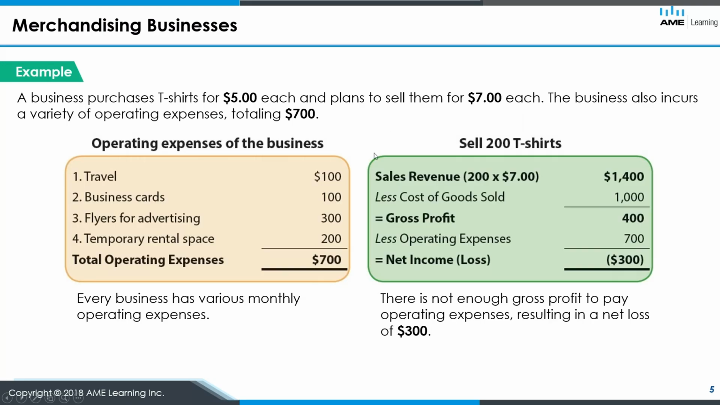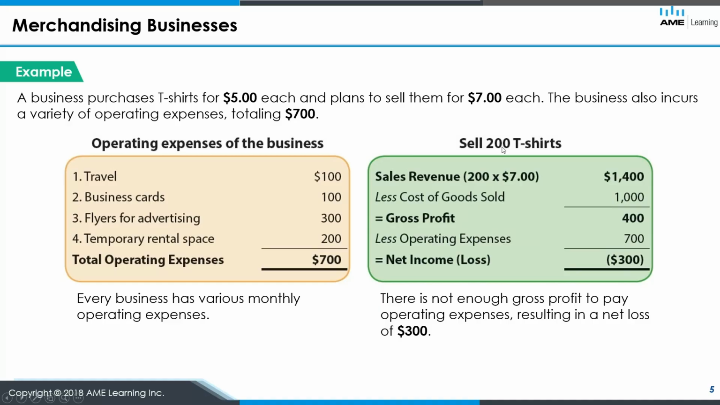So I guess I could have clicked through. Here's an example. So as you can see, they're talking in their example about a business purchasing t-shirts for $5, selling them for $7, and then we also have various operating expenses totaling $700. So these are the kind of expenses we've talked about throughout the whole course so far: travel expense, business cards expense, flyers, etc. And those operating expenses show up in a different place here. This is kind of a little snippet of an income statement.